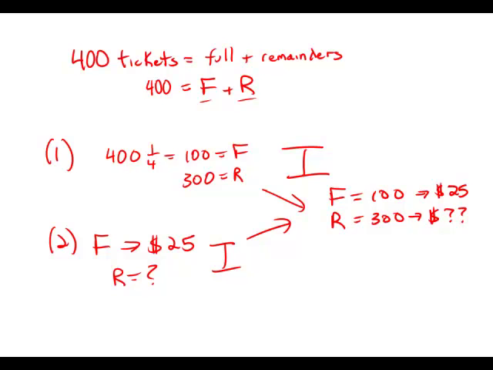And because we don't know that, we can't figure out the revenue generated from the sale of the 300 remainder tickets. Therefore, we cannot answer the question. So even combined, we do not have sufficient information to answer the question. Combined statements are insufficient. Answer is E.